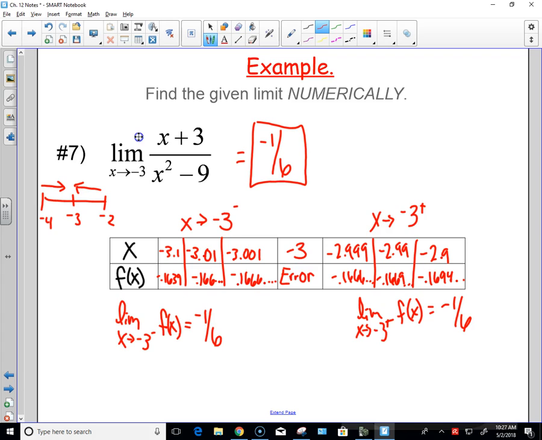No, the function doesn't exist there. The function has a hole. I'm not caring about the at, I'm caring about the approach. As x gets closer to negative 3 from above and below, what are the y's getting closer to? And I answer the limit equals with what is being approached as long as L1 equals L2. Graphically, what's going on? Let's go back to our diner.